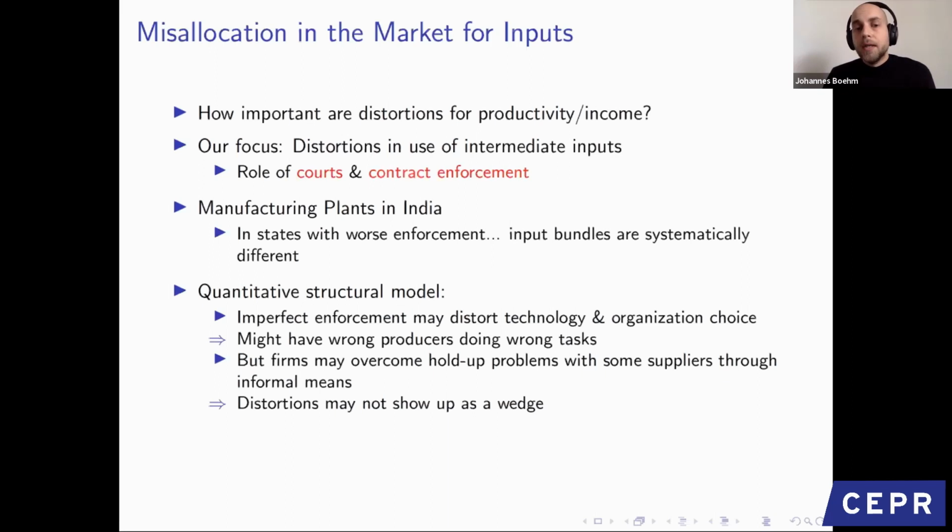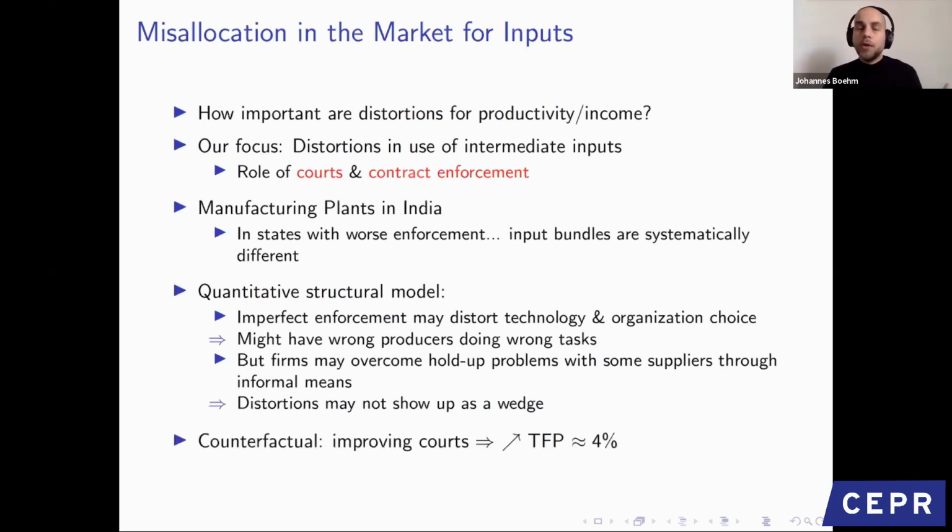So in that sense, you might have the wrong producers doing the wrong tasks. But at the same time, as we all know from a large literature in development and other fields, firms have a way to overcome holdup problems. For instance, through relational contracts, through contracting with relatives, and so on. So even though these distortions may be present, they might not actually affect certain firms, and therefore they might also not show up as a wedge in our data.